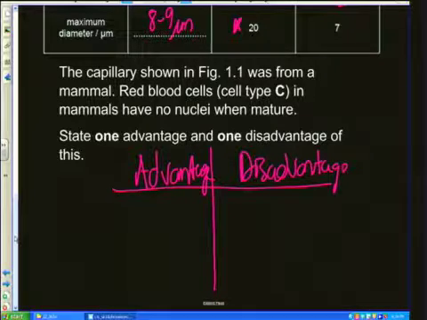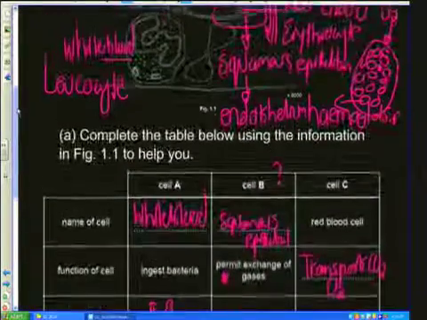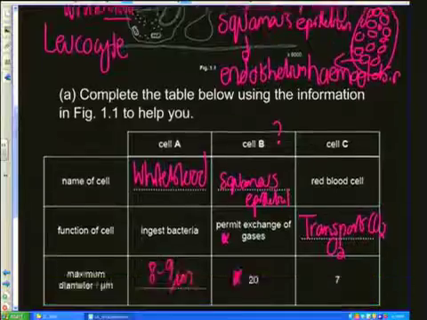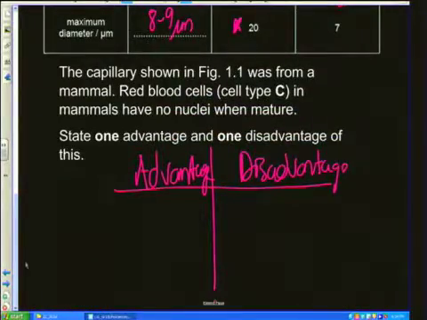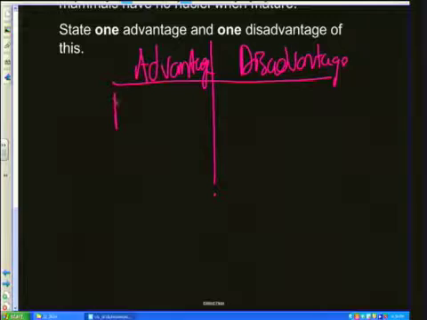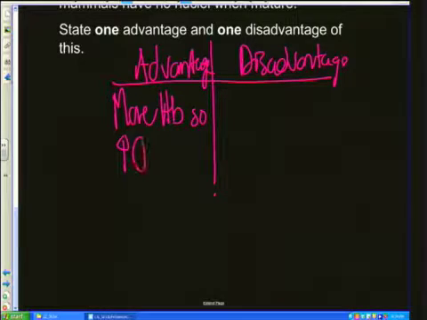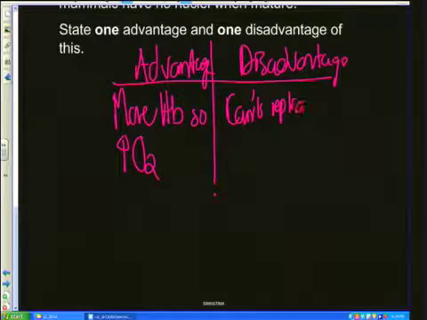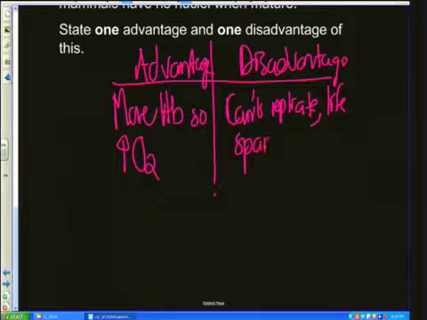All right, remember when we were looking? If I go up, all right, what was I talking about over here? The no nucleus. What is the advantage to having no nucleus? More hemoglobin. I'm just going to use HB. Okay, more hemoglobin, so more oxygen can be picked up. No nucleus, what does that mean? It can't divide by mitosis, it can't replicate, and therefore it has a lifespan. All right, are we nudge, nudge, winking to our challenge question? All right, nudge, nudge, wink, wink.